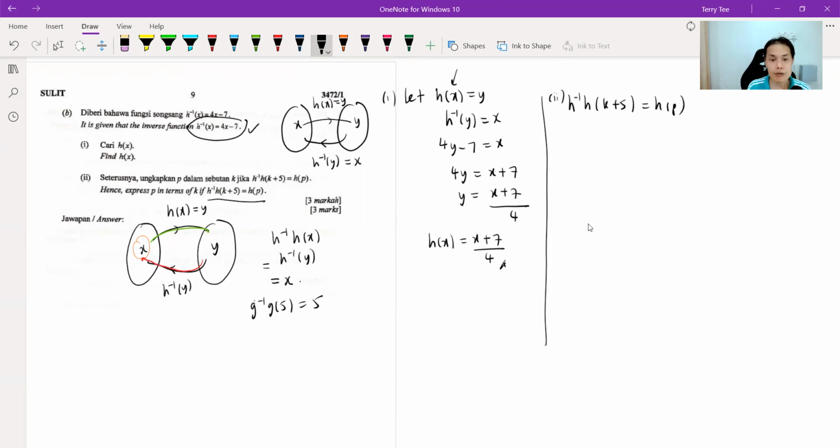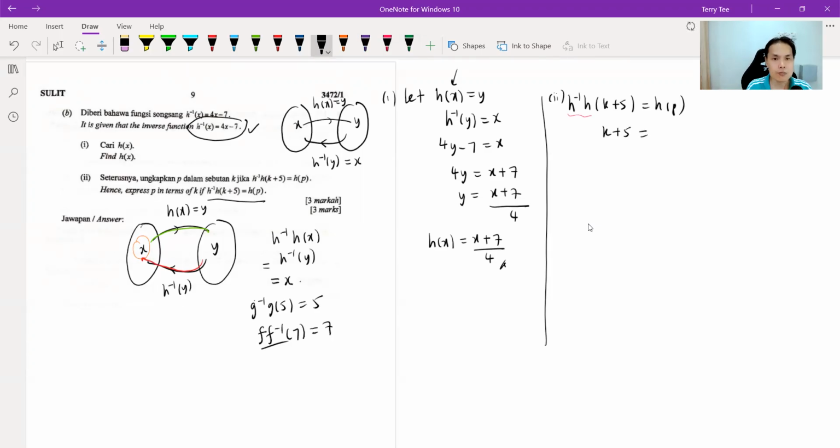In fact, if you reverse the position, you say, okay, what if I do F inverse of 7? Well, I will still get 7, because F inverse means I go backwards, I go forward, I end up at the same place where I started. So when you have H inverse here, it will just cancel each other off. You would just be left with K plus 5, right?